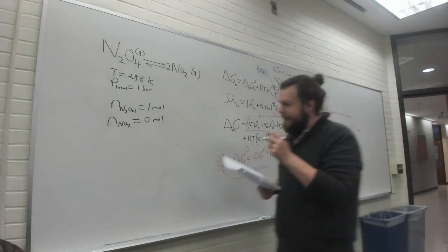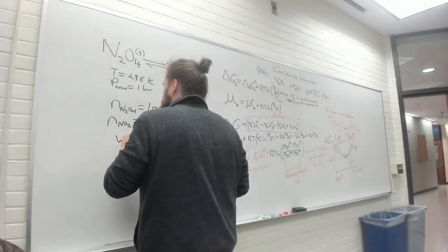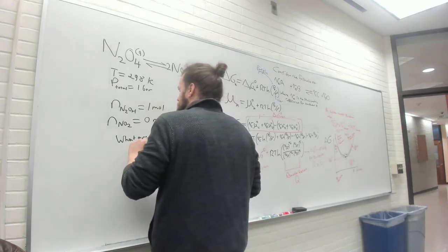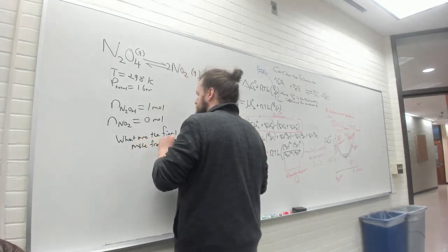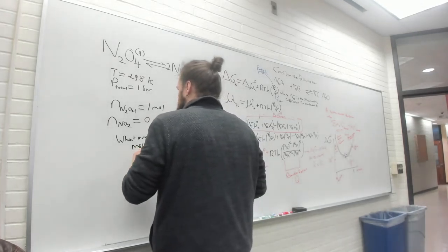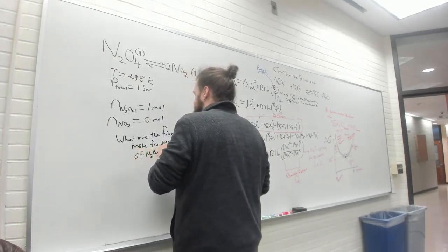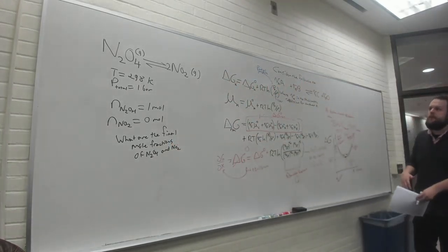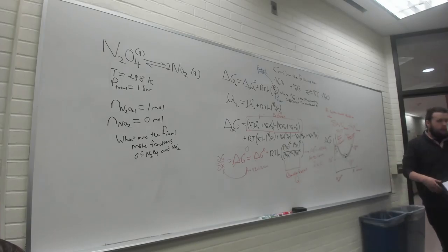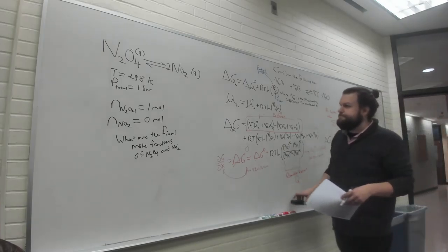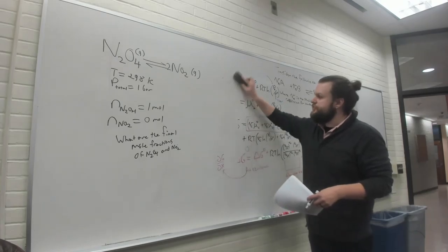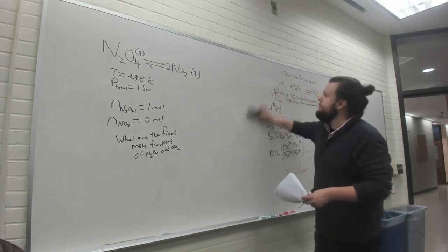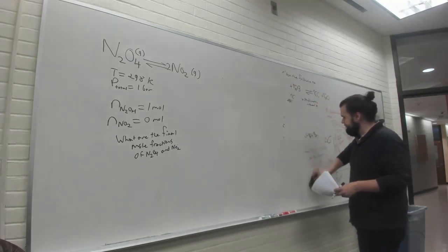And the question we're going to ask is, what are the final mole fractions, or number of moles, of N2O4 and NO2? So we start the system way out of equilibrium, and we're going to calculate where it reaches equilibrium as a function of the moles. This is just a fancy way to do an ICE chart, but we're going to use thermodynamics instead.